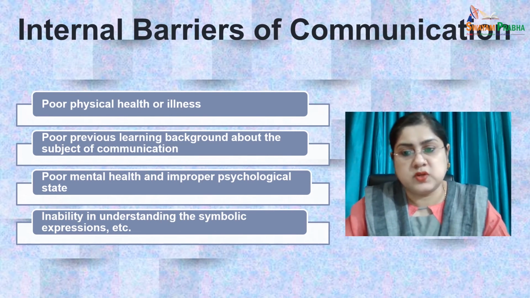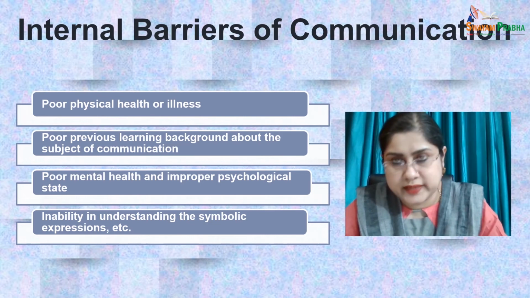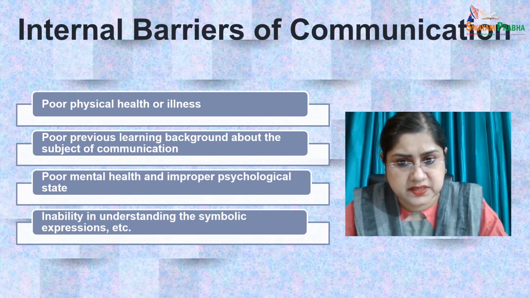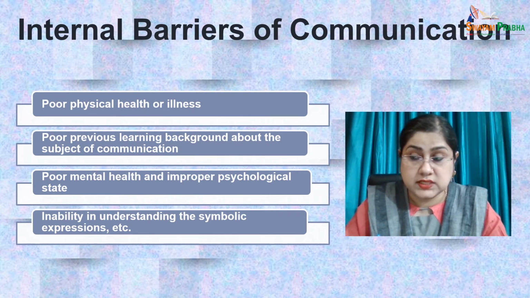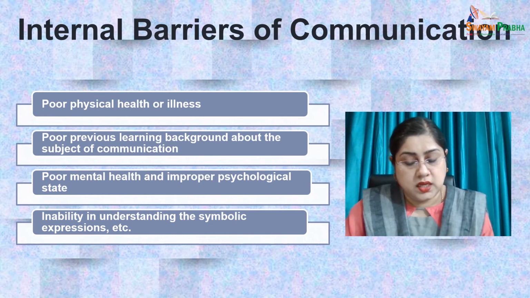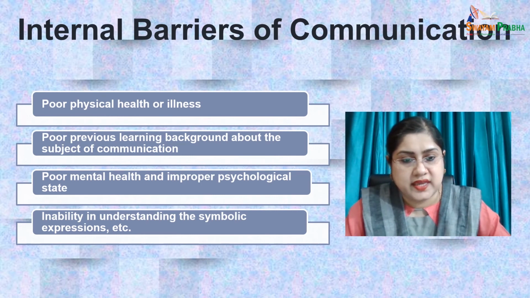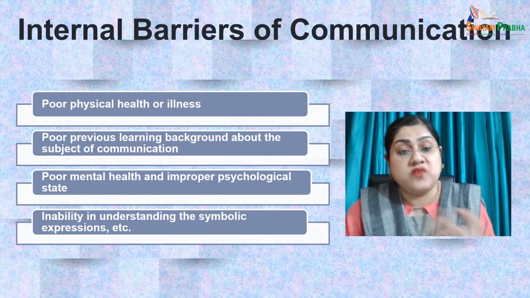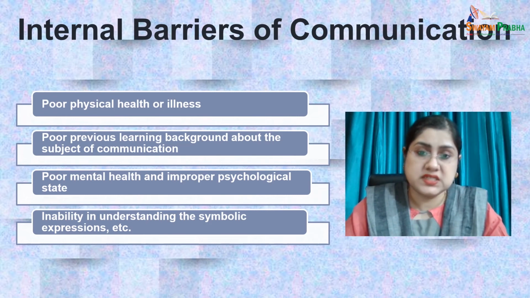If a person has some sort of prejudice, or is not in a mood to listen, non-attention or a feeling of insecurity, or there is some sort of anxiety or fearfulness related to anything, or the person is in depression, or there is some sort of dissatisfaction at either end, the communicator or the receiver, then this poor mental health condition can be a very important internal barrier. Because of poor mental health and improper psychological condition, the entire crux of the communication is going to fade away. So this is also to be taken care of, and it is again a very important internal barrier of communication.